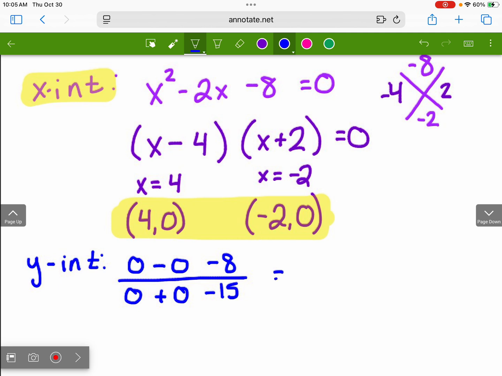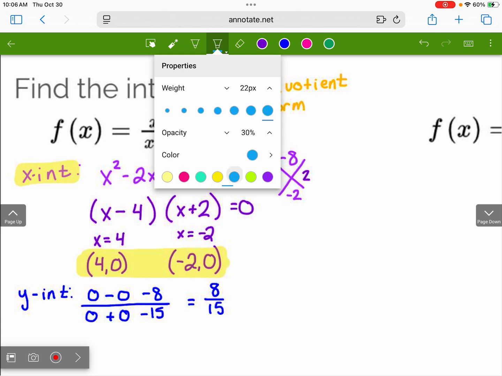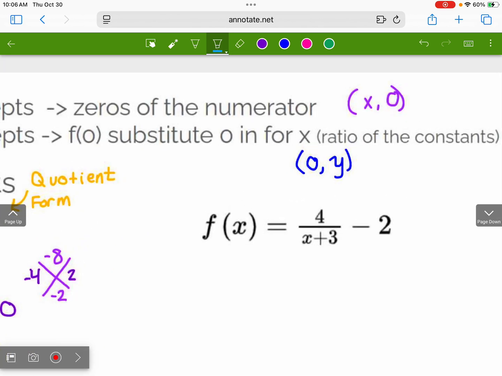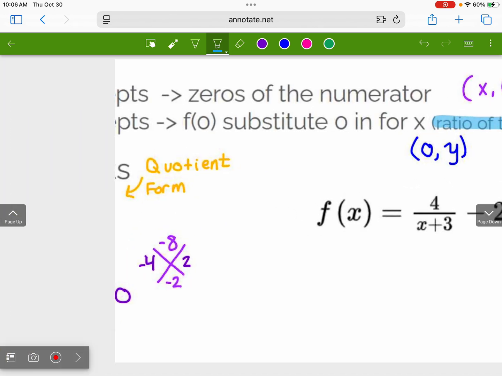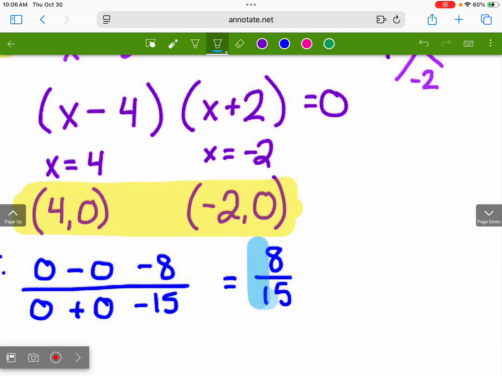What do we get when we simplify this a little bit more? 8 over 15. Technically we get negative 8 over negative 15, but the negatives cancel out. So we get 8 over 15. That little phrase at the end of our definition at the top, where it says the ratio of the constants, is pointing out that if I look at my equation up here, down at the end, our constants that have no x's with them, I get negative 8 over negative 15, which is exactly the same thing as 8/15.